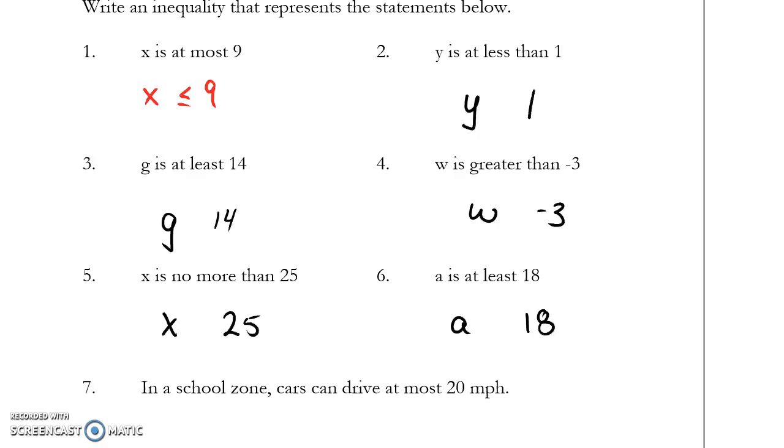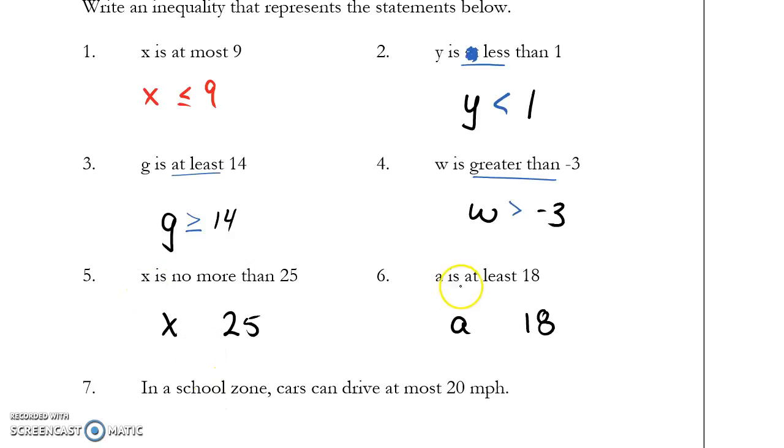So as you can see, I have it set up where I have the variable and the number in there, and it's just a matter of which symbol. "At most" should just say "is less than or equal to." "Less than" is just a simple less than symbol. "At least" means it's greater than or equal to. "Greater than" is just greater than.